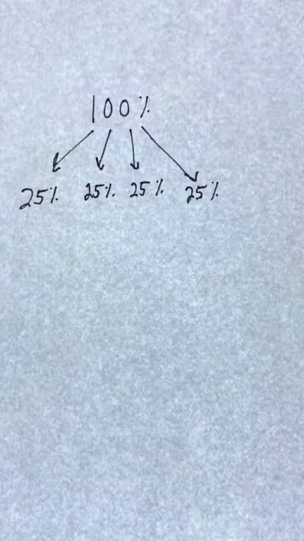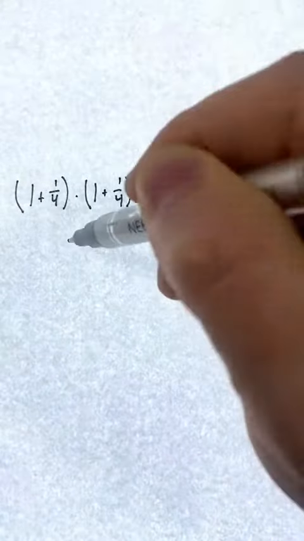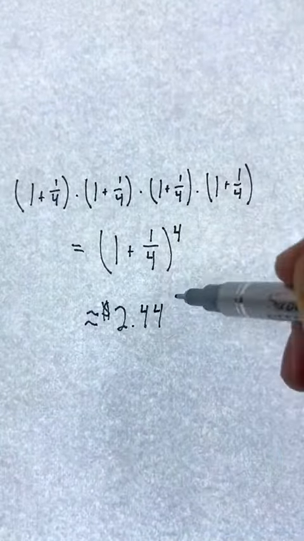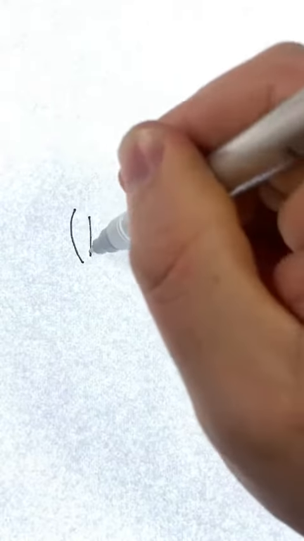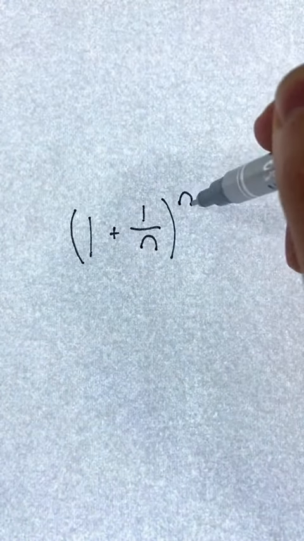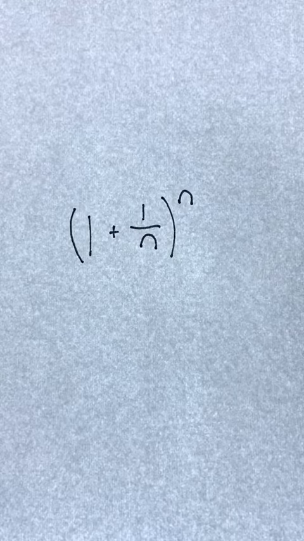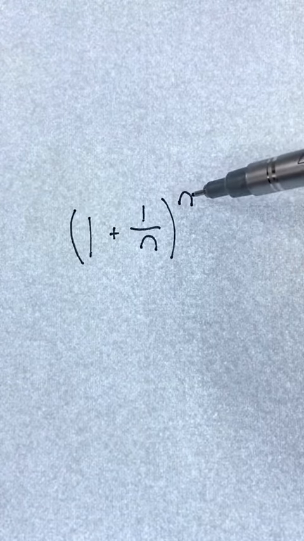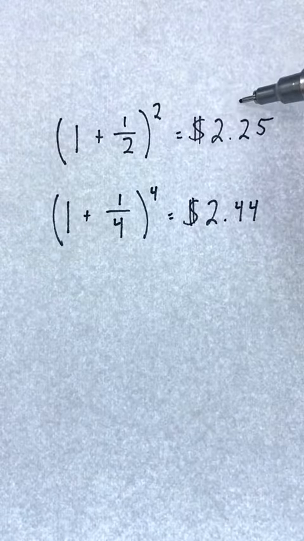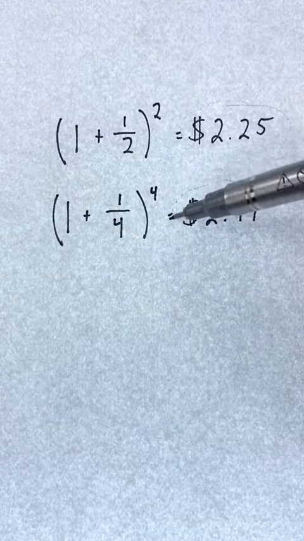Now what if the bank split it up into 4 equal payments throughout the year? The ending balance would be even higher, about $2.44. There's a nice formula lurking here to compute the ending balance, and it's (1 plus 1 over n) raised to the power n. Just replace n with the number of times the bank makes interest payments. So far we've looked at n equals 2 for 2 equal payments a year, and n equals 4 for 4 equal payments a year.